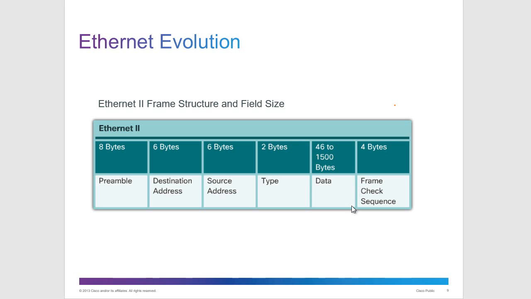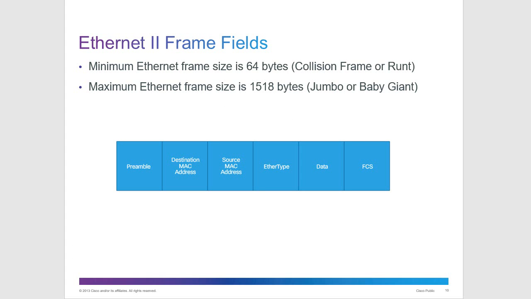Okay, your data can be anywhere from 46 to 1500 bytes. That's just the range that you get for an Ethernet 2 frame. All right. And the last part is the frame check sequence. This is where the CRC calculation happens and checks your frame against the CRC code that is embedded here and makes sure the frame isn't corrupted. Okay. So we go on to the next.